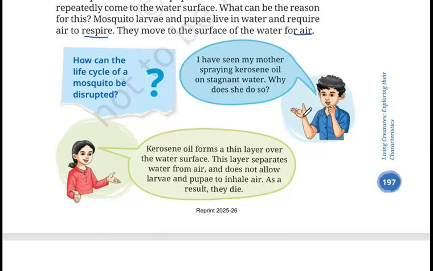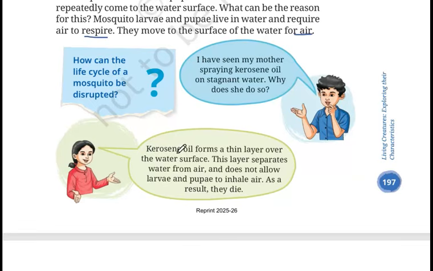Now, let's see what they are saying. How can the life cycle of a mosquito be disrupted? Like, how can you stop the mosquitoes from growing? So you see, he's saying, I have seen my mother spraying kerosene oil on stagnant water. Now he's wondering, why does she do so? What is kerosene oil? You must have seen kerosene oil at your home sometimes.